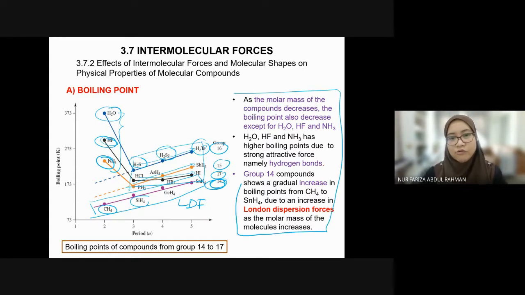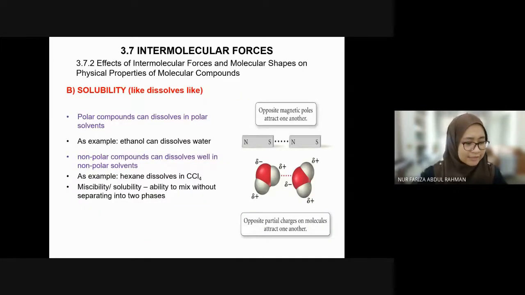You may go through it on your own or later on lah. Solubility: a polar compound can dissolve in a polar solvent. As an example, ethanol can dissolve in water. A non-polar compound can dissolve well in a non-polar solvent. For example, hexane dissolves in CCl4. In order for the compound to be dissolved in a polar solvent, you need to have these intermolecular forces. Baru dia boleh dissolve.